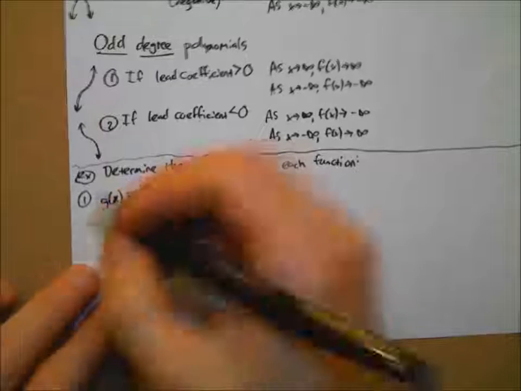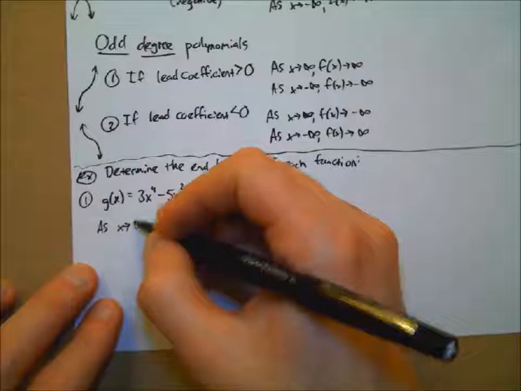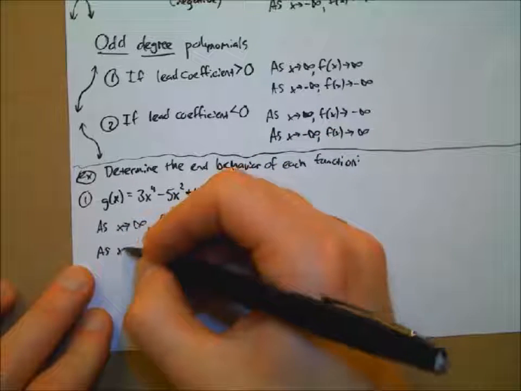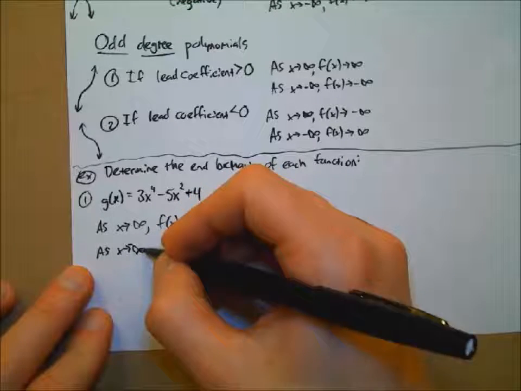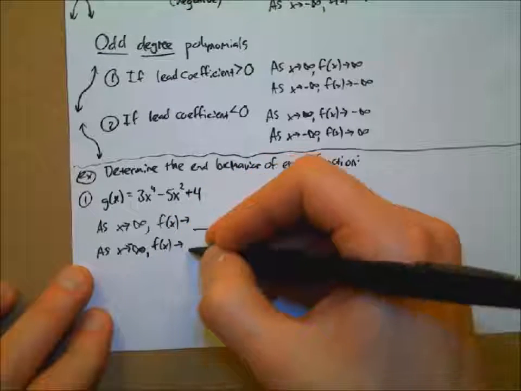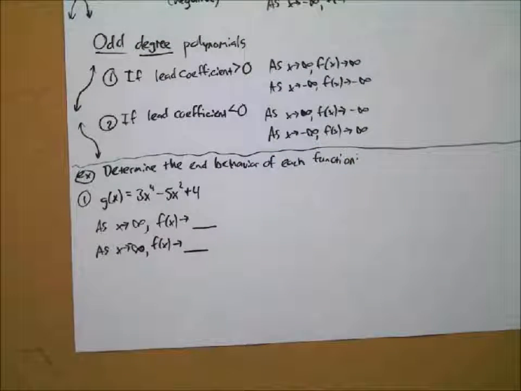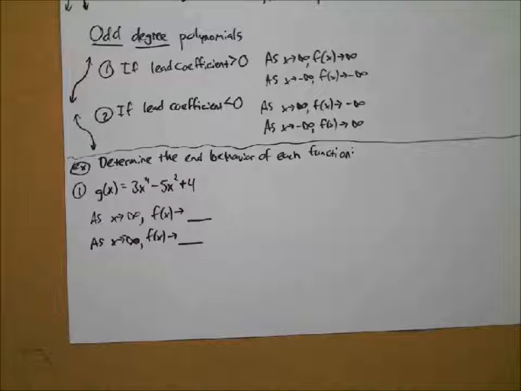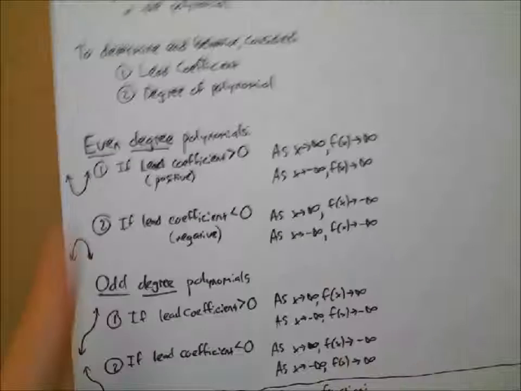Okay. I'll go ahead and prepare us too, just with as x approaches infinity, f of x approaches blank. As x approaches negative infinity, f of x approaches blank. Okay. So for this problem right here, what's our degree? 4. So that means the degree is even, right? And our lead coefficient is positive 3, so positive.